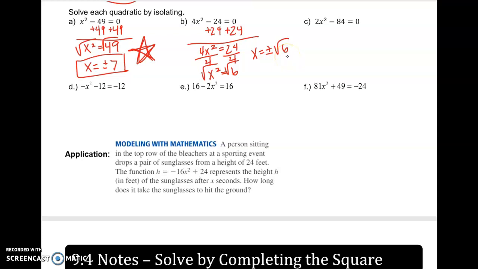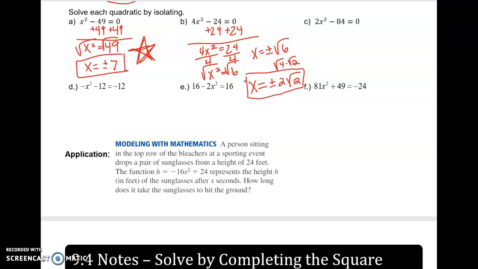Now, the square root of 6 you learned in section 9.1 is really the square root of 4 times the square root of 2, which is x equals plus or minus 2 root 2. Leaving that answer, the square root of 6, is like leaving 3/6 as your fraction. You have to simplify. If you have a square root that can be simplified, you must do that in your final answer.